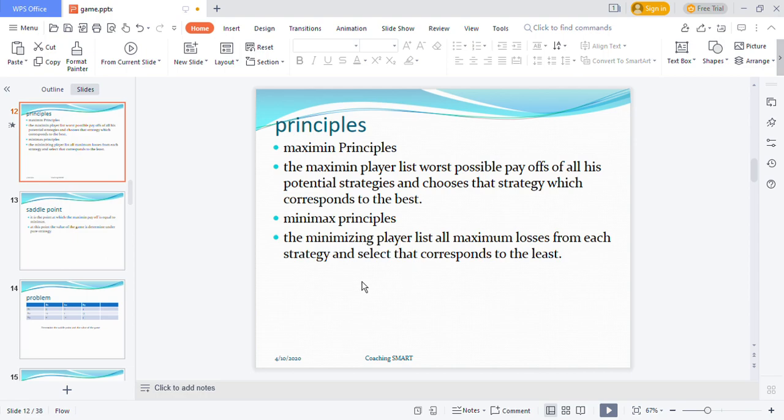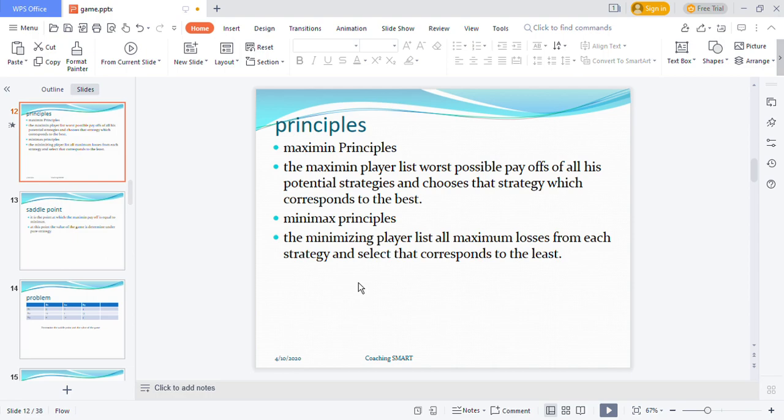Minimax principle: the minimizing player lists all the maximum losses from each strategy and selects that which corresponds to the least. In other words, under the minimax principle, the minimizing player will only select the maximum losses, the maximum outcomes, and then pick the least of the maximum. That is all about the principles.